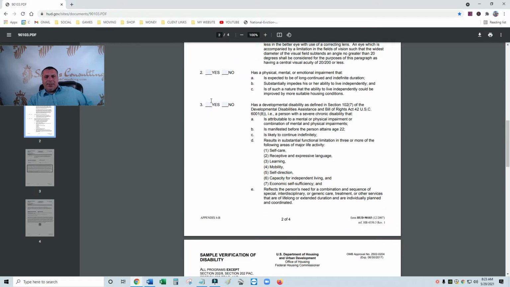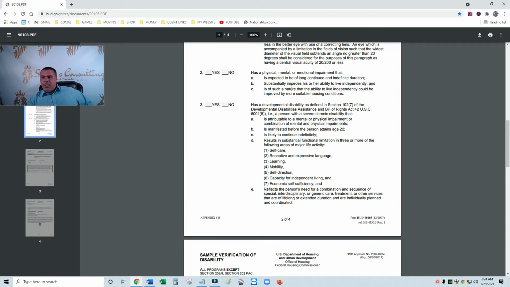Again, this form is not designed to help you get a Social Security disability check. We're only talking about housing, okay? If you're going to be using this information to go and get a disability check, I suggest you go get an attorney. That is a much more serious matter. All right, beyond that, let's talk about Part B of 2.